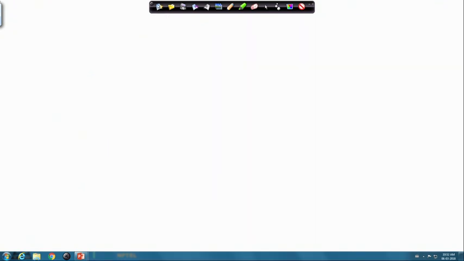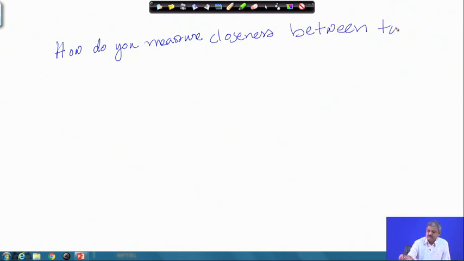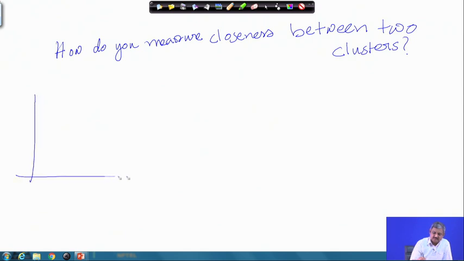Okay. So, now I will define distance between 2 clusters, because I have told you that you have to merge the closest clusters. So, how do you measure closeness between two clusters? Okay. How do you measure the closeness between two clusters? So, let me check here.